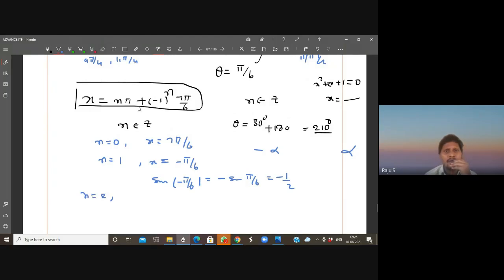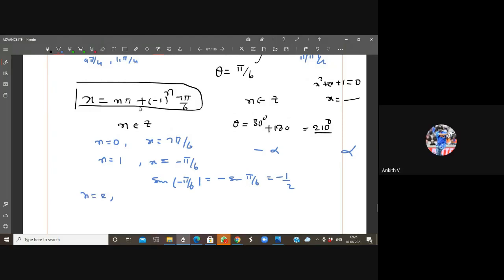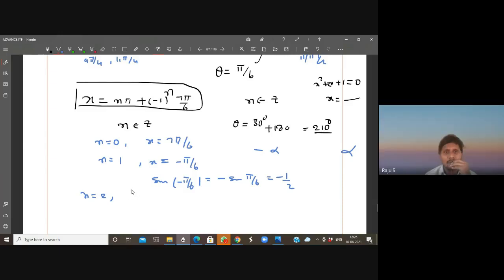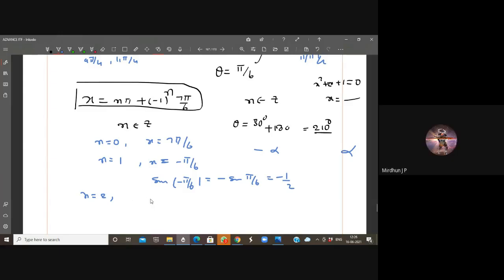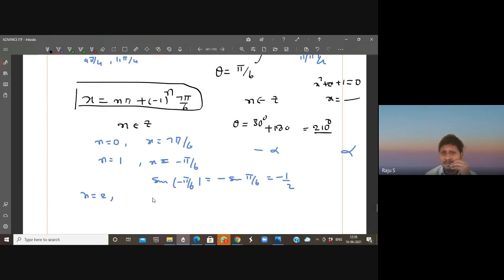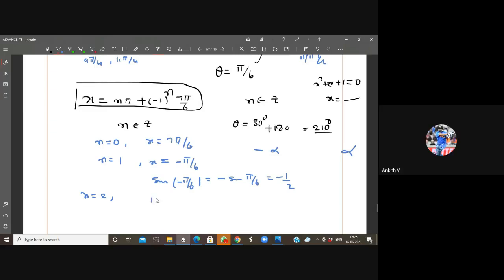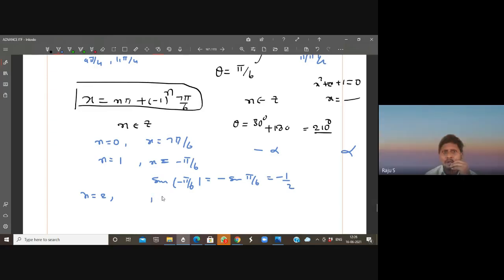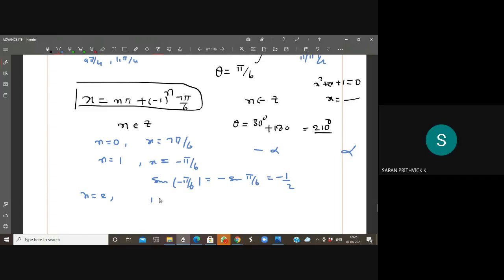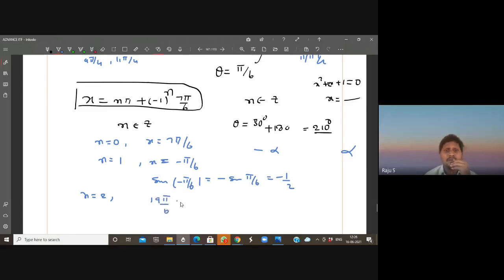2 pi plus pi by 6. Sir, 2 pi plus pi by 6 value is 13 pi by 6. This is also one. Substitute n is equal to 3.